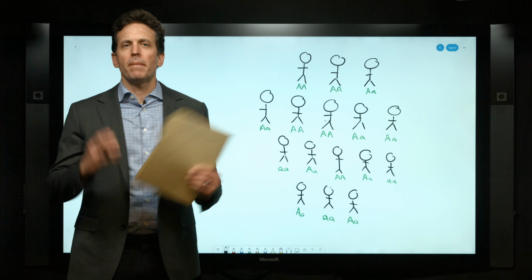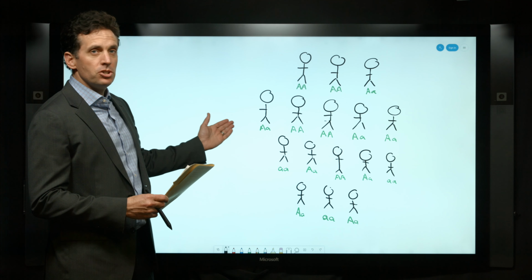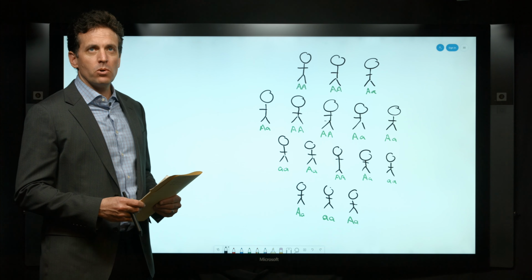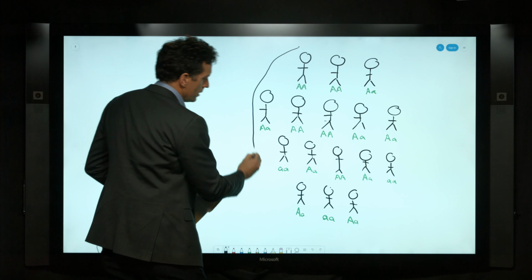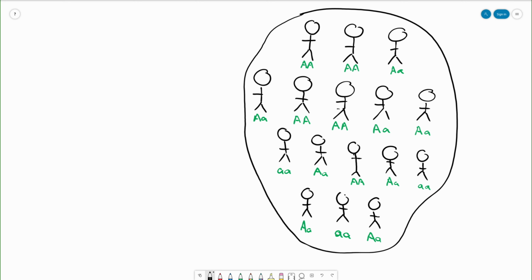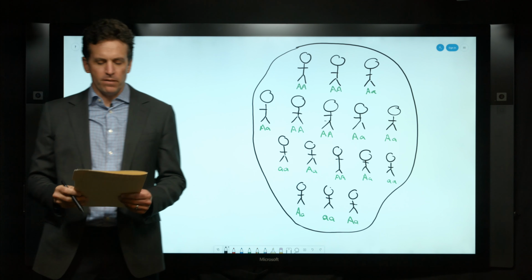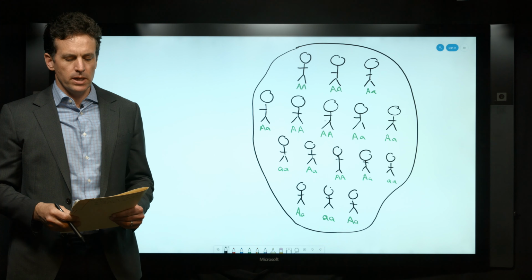All right, well, let's imagine a theoretical population. And I've drawn a population of little human beings on the board here. And so this is going to define our population here, all of these individuals. And in fact, we can formally define a population as a group of individuals of the same species.